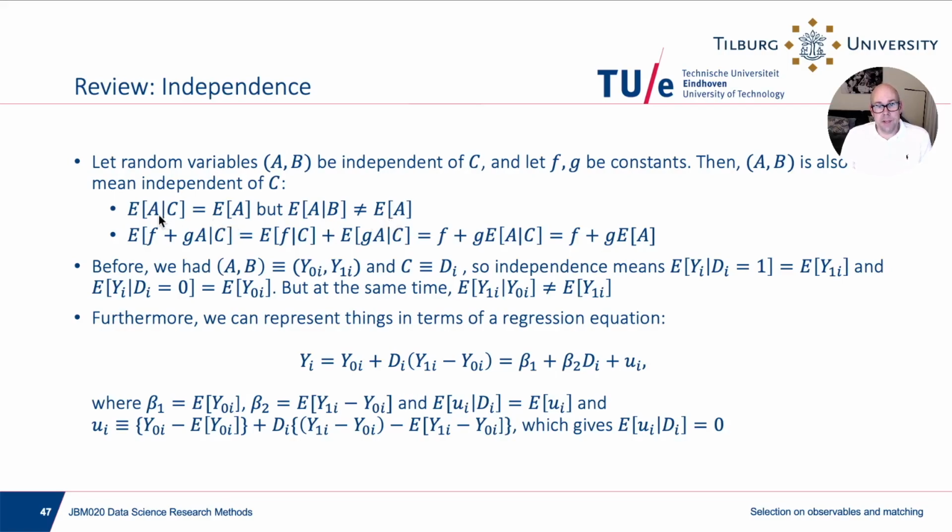Second thing, so here I had the expectation of a given c as the starting point. Now I take the expectation of f plus g times a given c. So under mean independence or under independence, I have mean independence. So the way this plays out is that this is as before the expectation of f given c plus the expectation of g a given c. As before, this is f plus g times the expectation of a given c. And now under independence, I get also this one here substituted in. The expectation of a given c is equal to the expectation of a, so I get f plus g times the expectation of a.